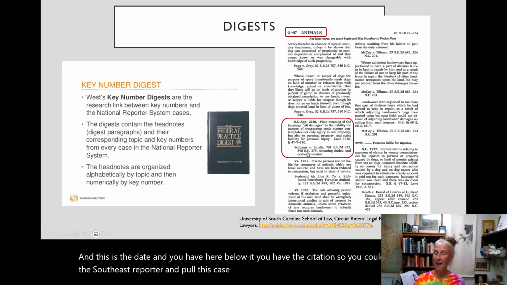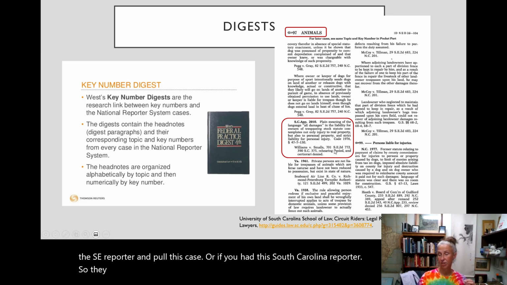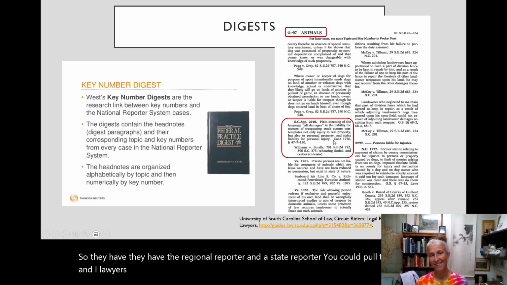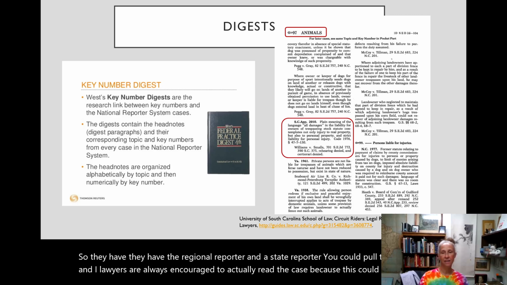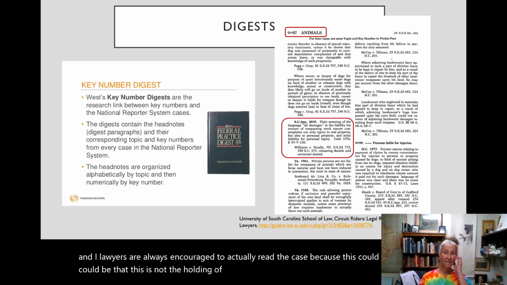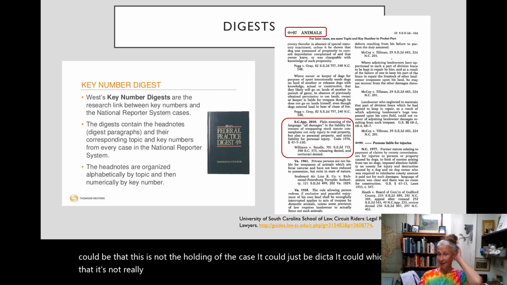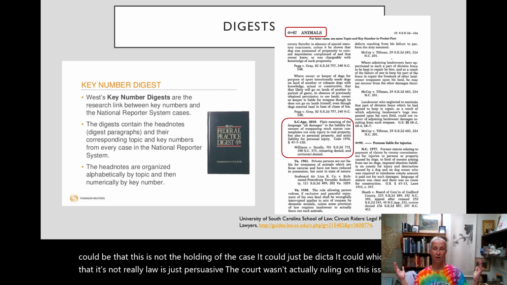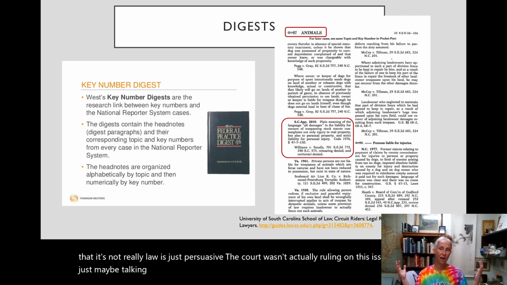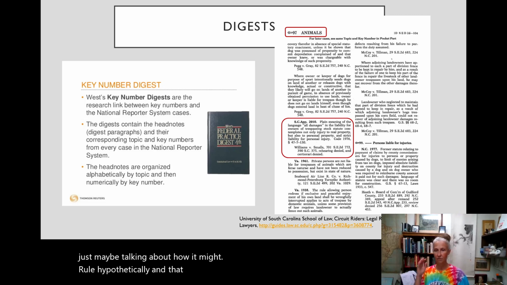Or if you had the South Carolina Reporter, so they have two. They have the regional reporter and a state reporter. You could pull that case. And lawyers are always encouraged to actually read the case because this could be wrong. It could be that this is not the holding of the case. It could just be dicta, which means that it's not really law. It's just persuasive. The court wasn't actually ruling on this issue. It was just maybe talking about how it might rule, hypothetically. And that really doesn't have the weight of law.